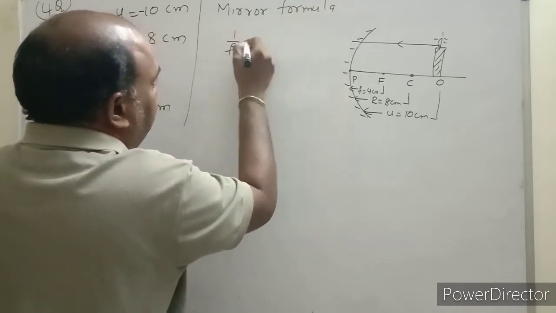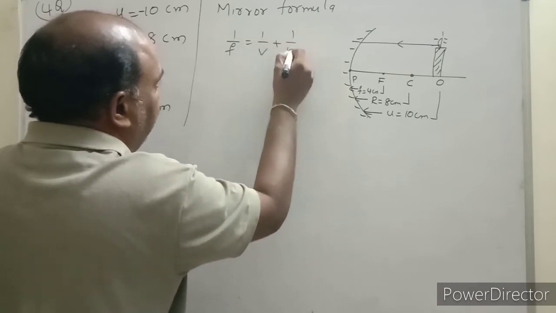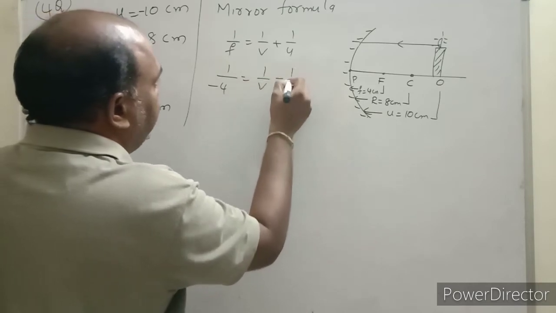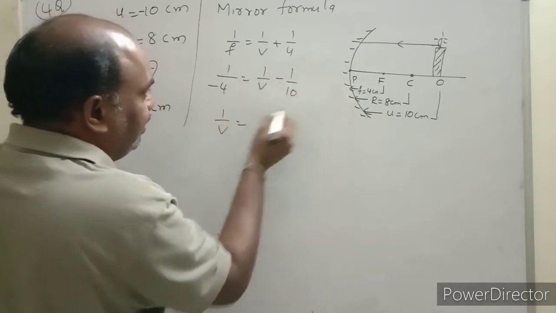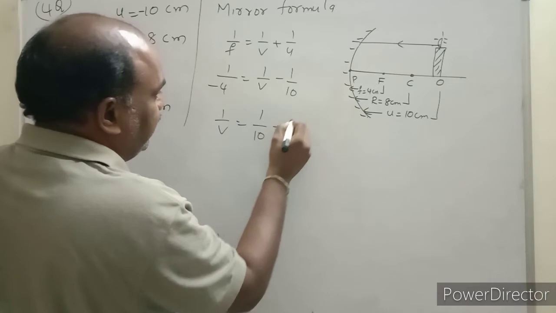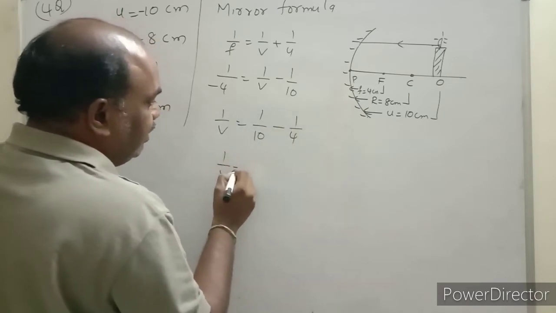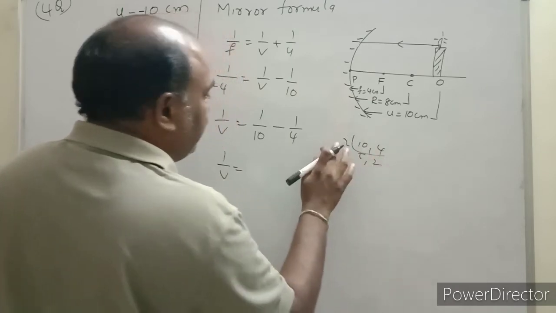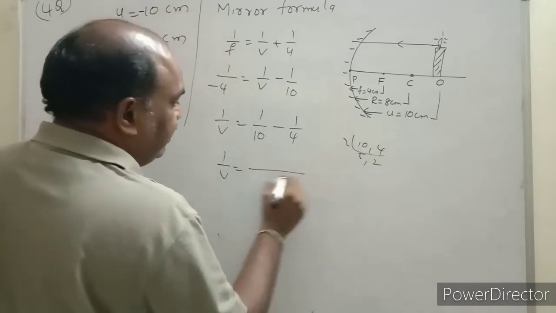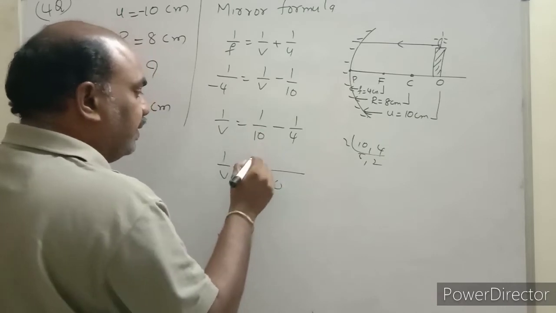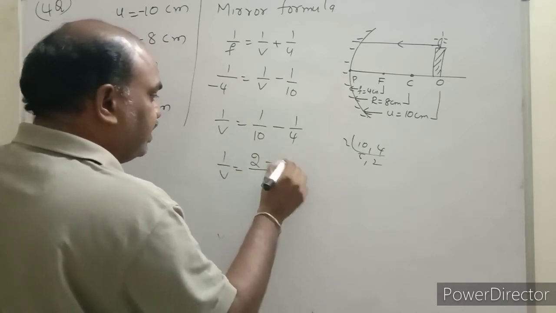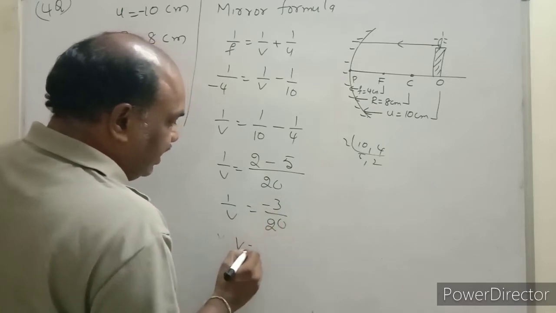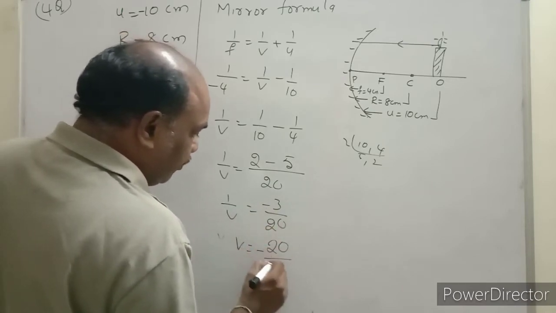1 by f is equal to 1 by v plus 1 by u. 1 by f, minus 4, is equal to 1 by v minus 1 by 10. 1 by v is equal to minus 1 by 10 comes to this side, plus 1 by 10 minus 1 by 4. 1 by v is equal to, what is the LCM? 10 and 4: 2 5s are 10, 2 2s are 4, all are prime numbers. 2 5s are 10, 10 2s are 20, so 20 is the LCM. 10 2s are 20, 4 5s are 20. So 1 by v is equal to minus 3 by 20. From this, v is equal to 20 by minus 3.